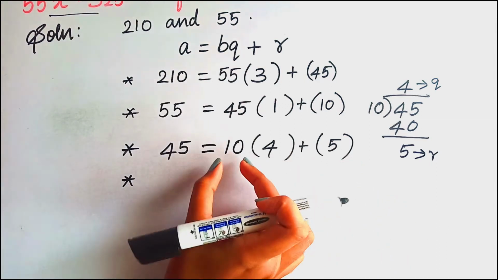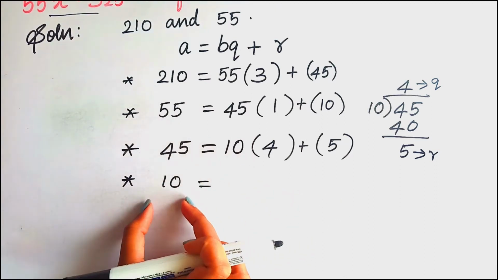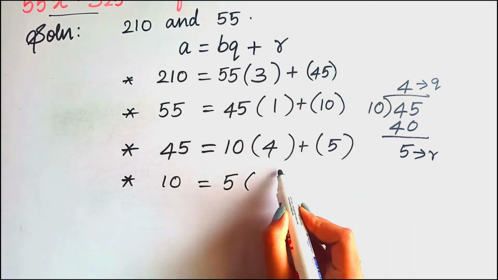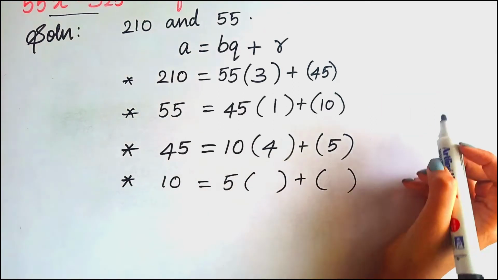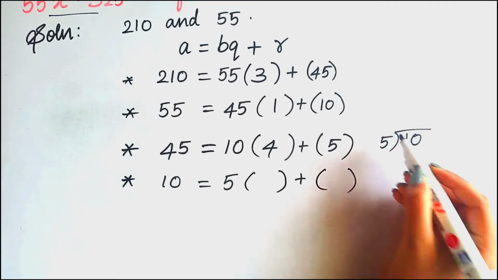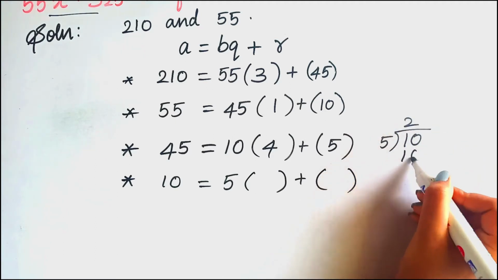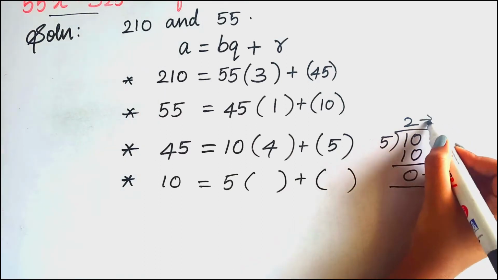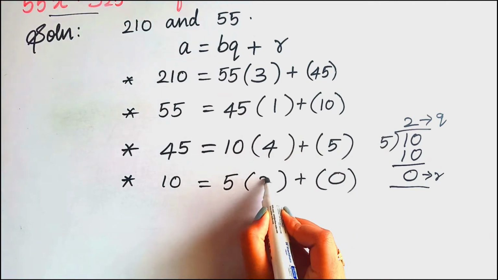So the next step, 10 will be here, which means the divisor will be our dividend and the remainder will be our divisor, and we have to find the quotient and the remainder. First we put our dividend which is 10 and the divisor which is 5, and now we have to substitute. 5 2s are 10 and we got a remainder as 0. So this is our remainder and this is our quotient. Let's substitute. Remainder is 0 and the quotient is 2.